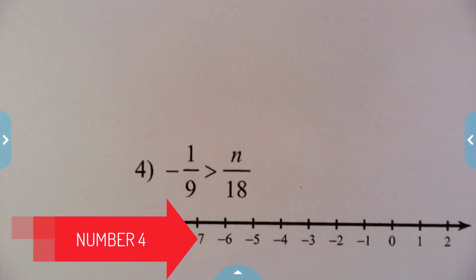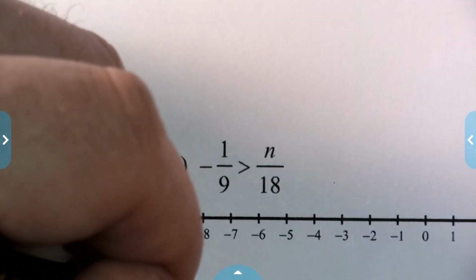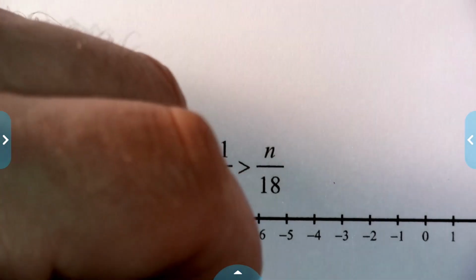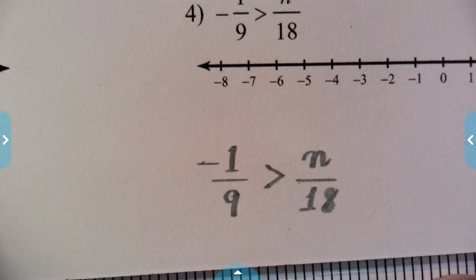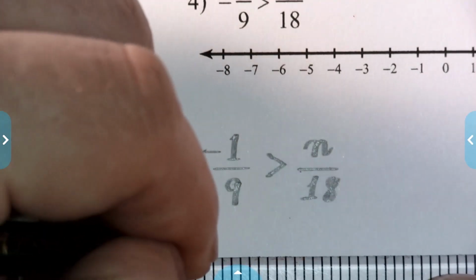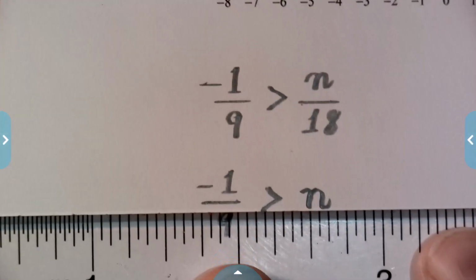All right, looking here at number 4, interesting situation. We have negative 1 over 9 is greater than n over 18. Okay, so make sure you rewrite it. And now my advice is to do this. If you're not comfortable with what to do next, rewrite this like this. You got negative 1/9 is greater than, and then write n by itself, okay, multiplied by 1 over 18.